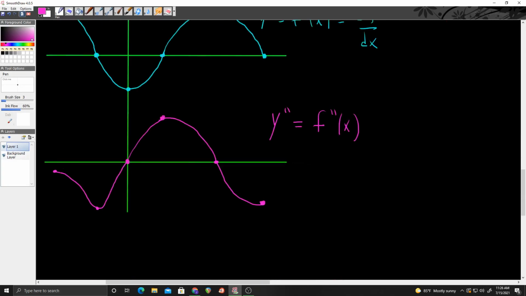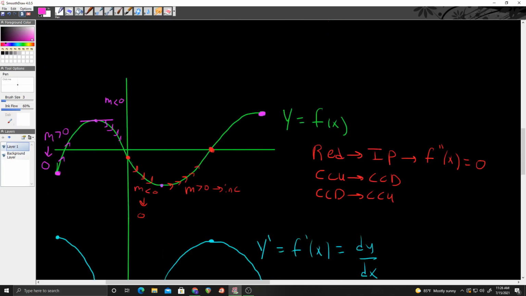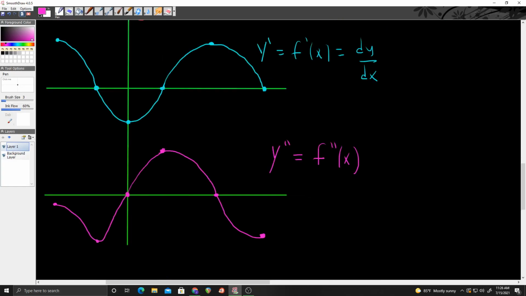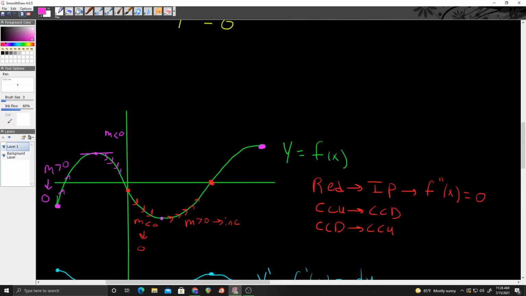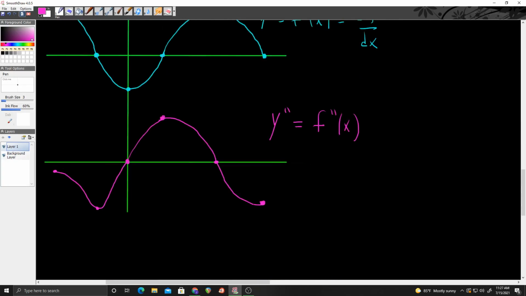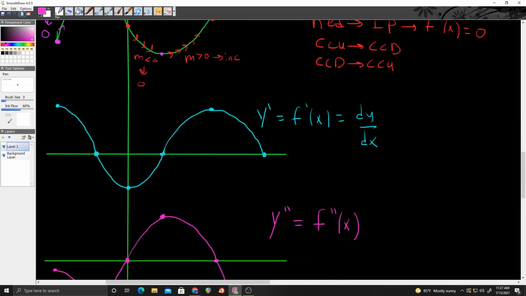Our second derivative is below the x-axis here. Then we're concave up, until we get here. So we should see a positive second derivative between these two points. Boom, boom, and that's exactly what we see. And then we start to open down again. Boom, just like that.